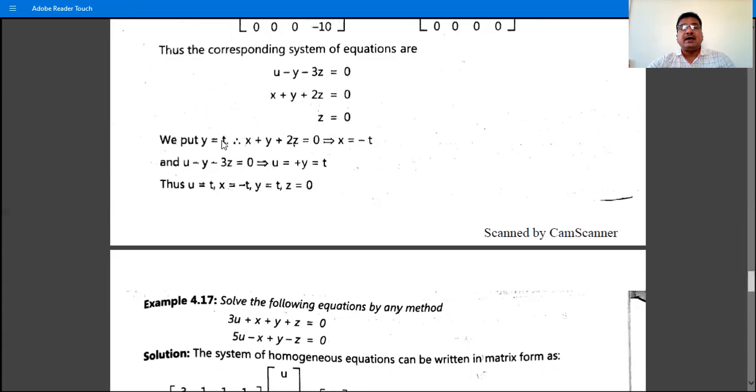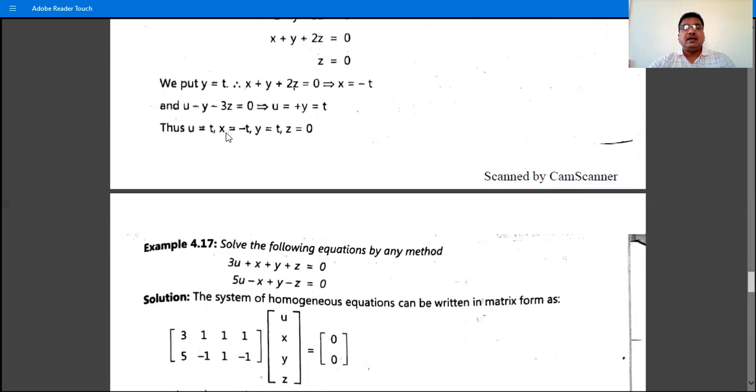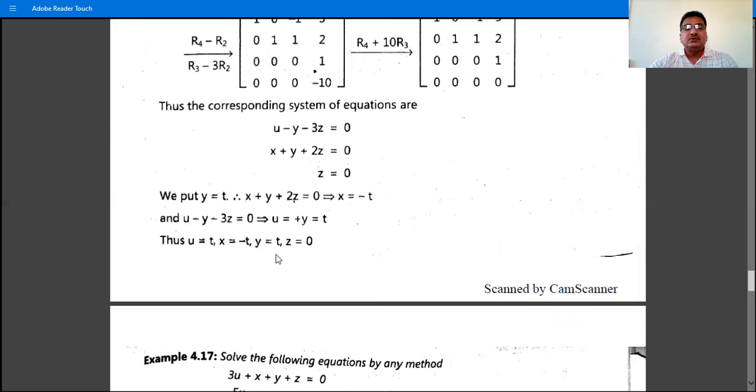Here suppose y is equal to t, and therefore the equation x plus y plus 2z is equal to 0 gives, substituting z as 0 and y as t, x is minus t. Then equation number 1 gives u minus y minus 3z, with z is 0, so we have u is t because y is t. So we have u is t, x is minus t, y is t, and z is equal to 0, where t belongs to R. t is any real number. So this is the solution of the system.